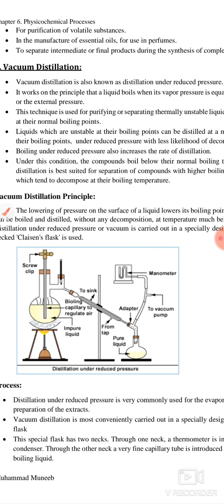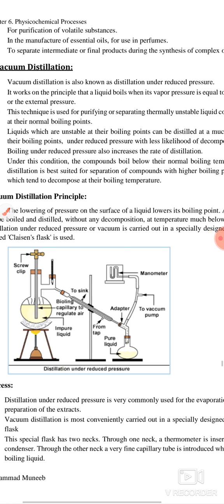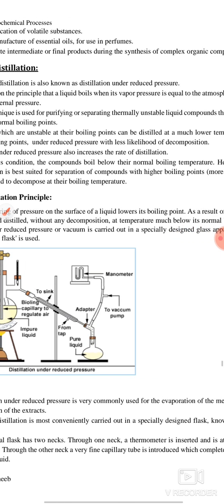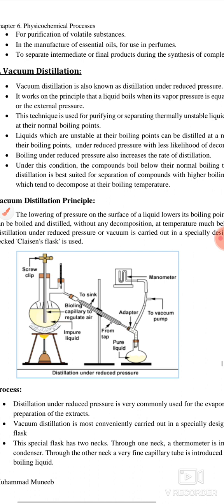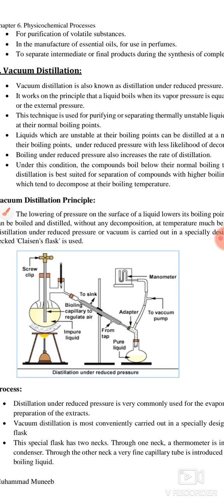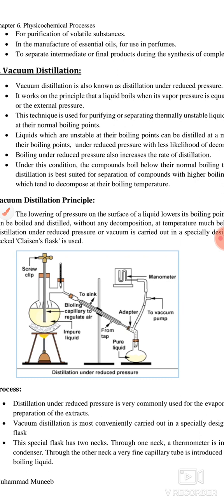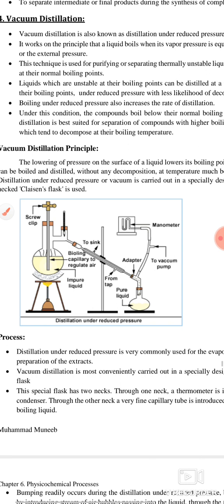Okay, so how will you decrease their boiling point? By reducing pressure. Under reduced pressure there is less chance of decomposition. Boiling under reduced pressure also increases the rate of distillation, so it is very useful. If the rate of distillation increases, you get a faster procedure, and you will also consume less energy, less fuel for producing the heat. Okay, so this is the benefit of this process.